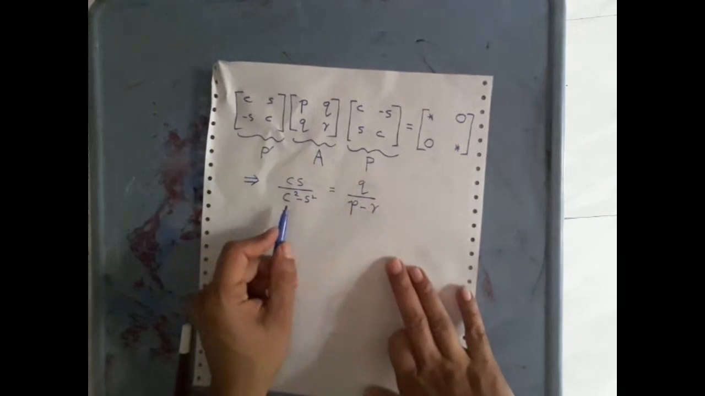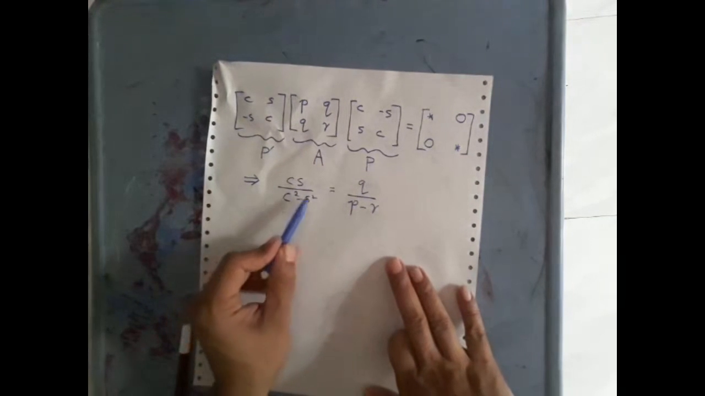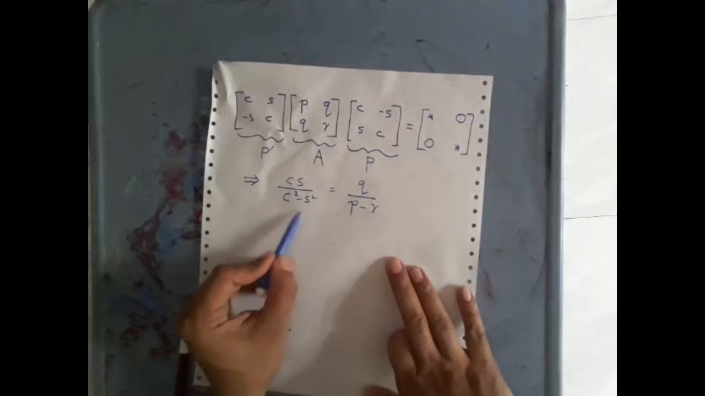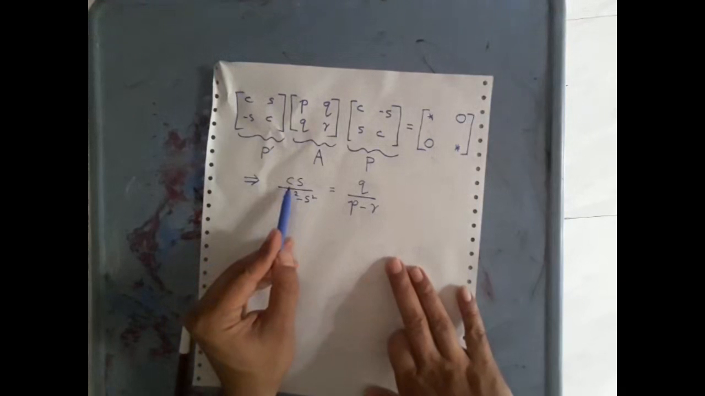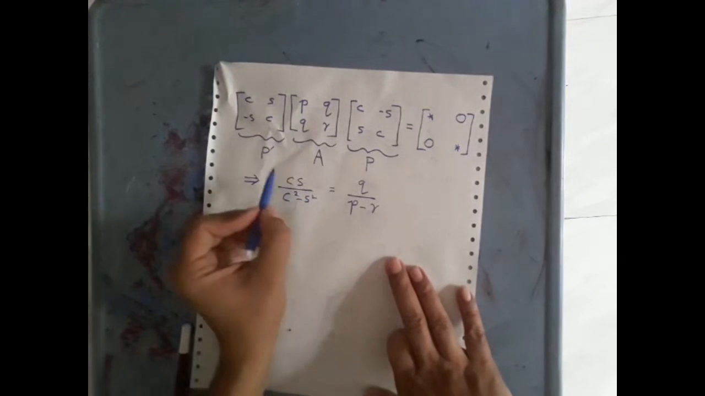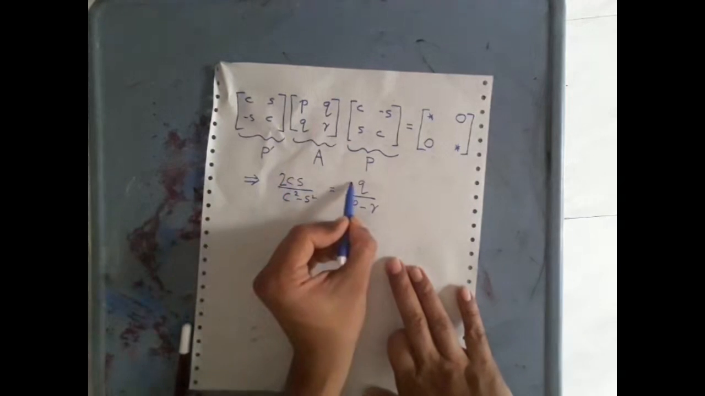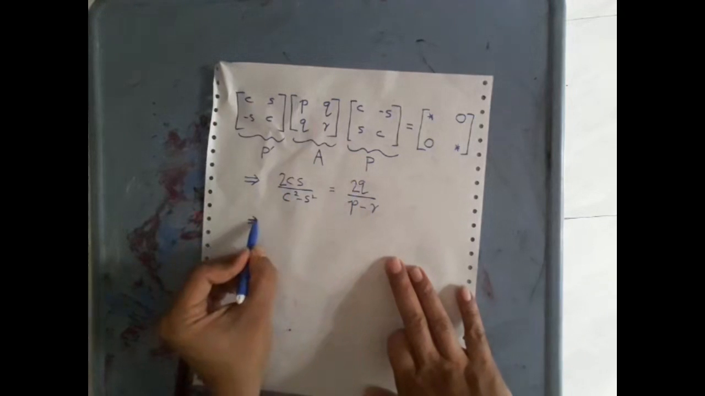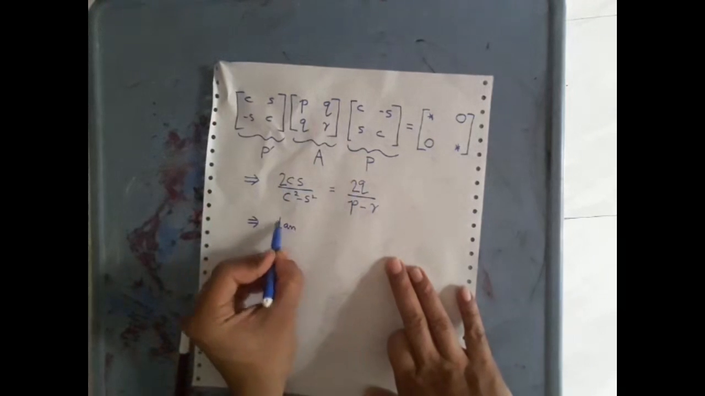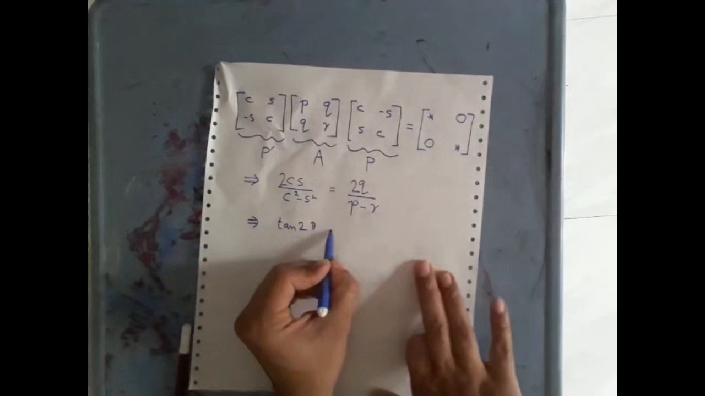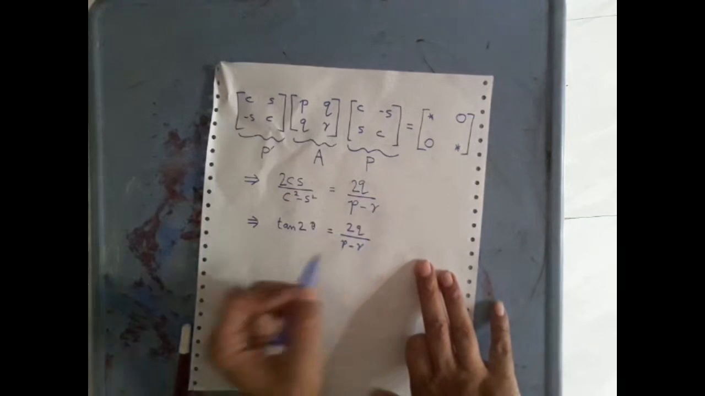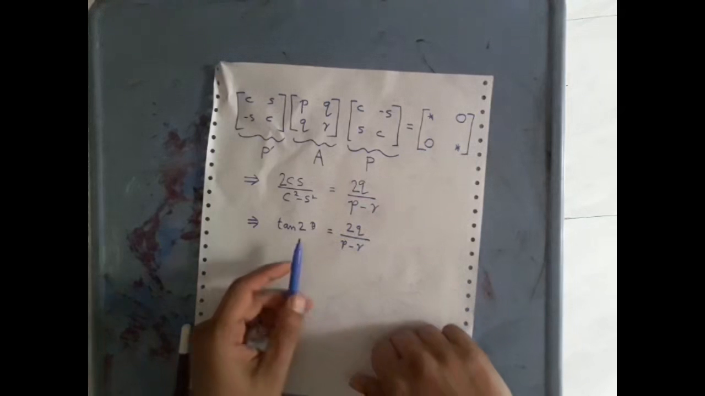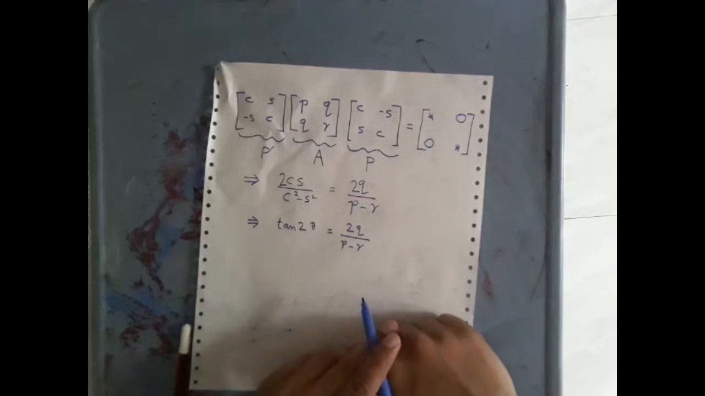Remember, this is cos theta, this is sin theta, so the moment you look at this, you understand it is cos 2 theta. And this is pretty much close to sin 2 theta, you just need a 2 here, so supply the 2, and that gives you tan 2 theta equal to 2q by P minus R. From this you can work out a value of theta.